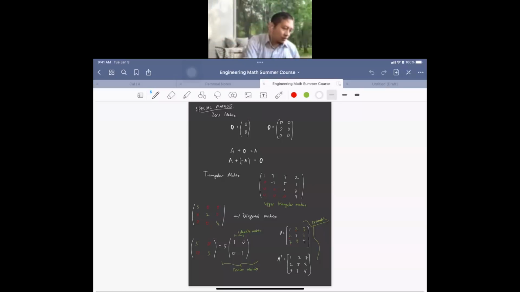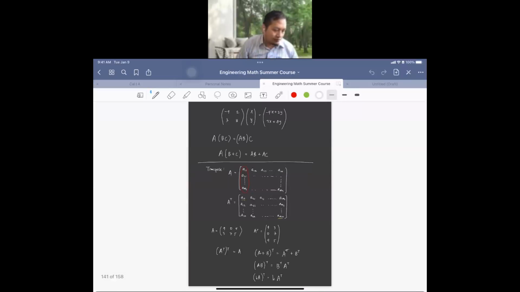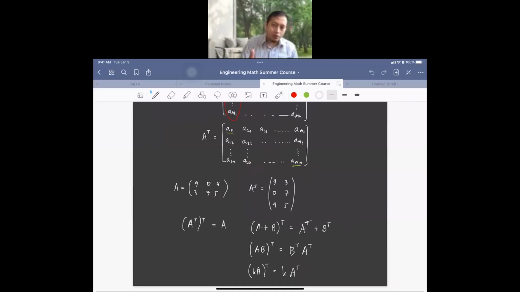Okay, but before that, let me start with some review on the matrix. We already have the transpose. Basically, transpose is changing the row to column, which means we are changing the shape of the matrix itself. And if we transpose and then transpose again, we will get back to the original matrix. There are several properties that we can see here.